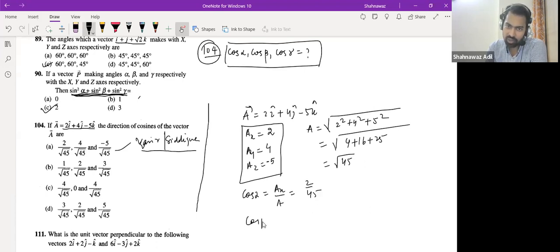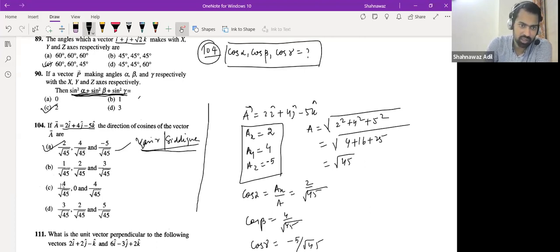Cos beta is 4 by root 45, of course. And then cos gamma is minus 5 by root 45. Yes, so Yasir and Siddhika, absolutely correct answer. And yes, Akib and Martin, did you get the same answer? Yeah. So this was about the resolution of vector and direction.